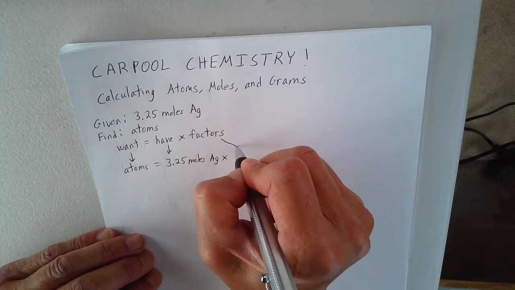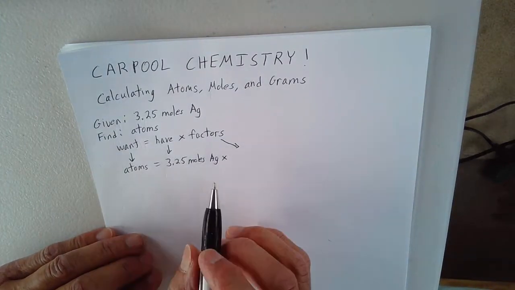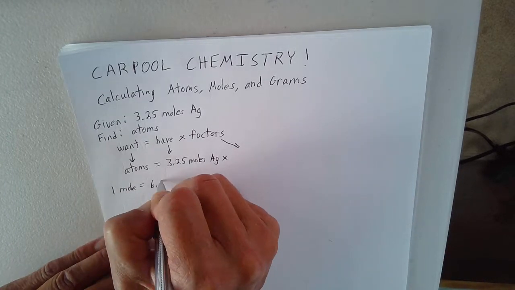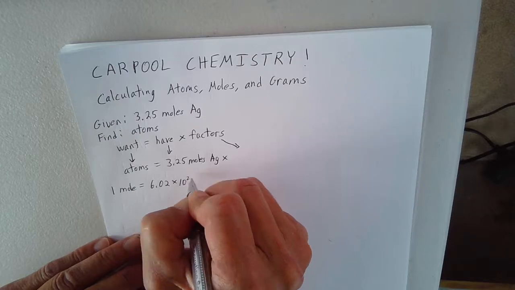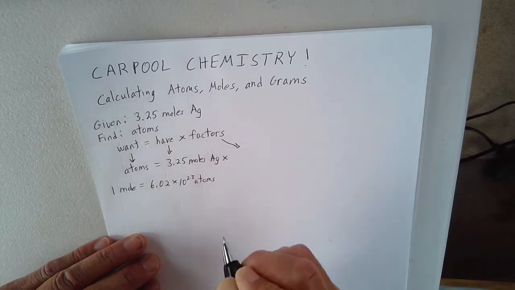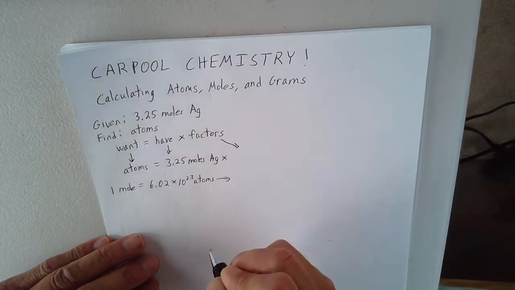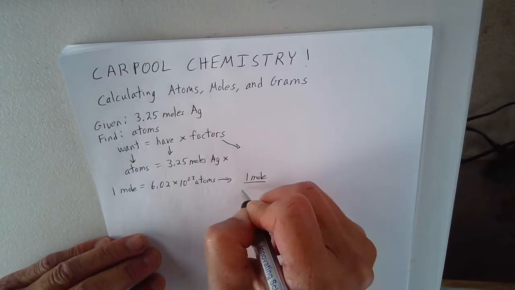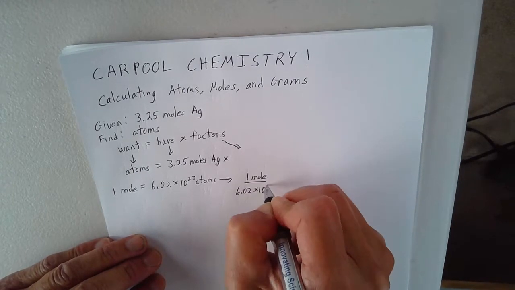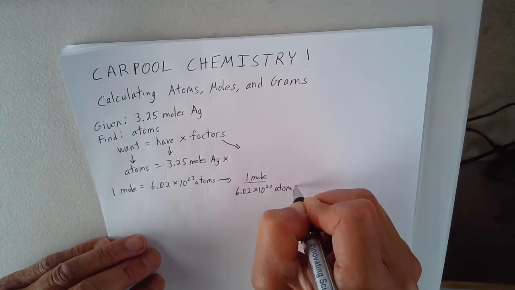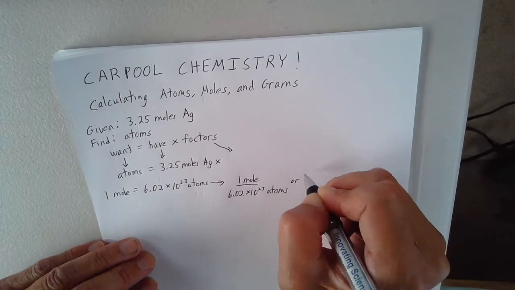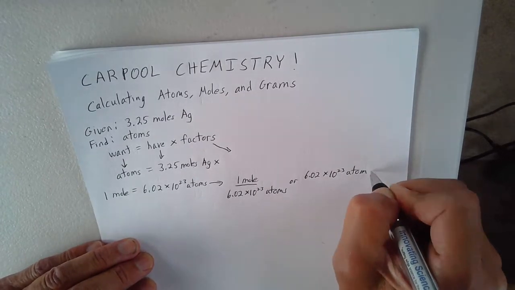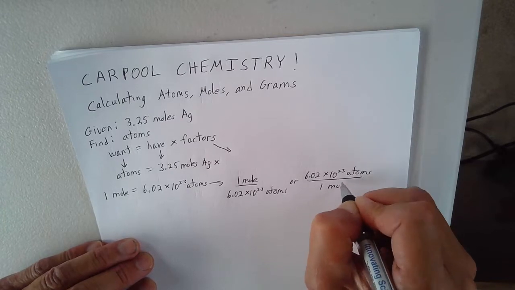moles of atoms. And we know that the relationship between atoms and moles, well, 1 mole is equal to 6.02 times 10 to the 23rd atoms, or Avogadro's number. From this relationship, we could get two factors. We could say that there's either 1 mole for every 6.02 times 10 to the 23rd atoms, or we could say there are 6.02 times 10 to the 23rd atoms for every 1 mole.